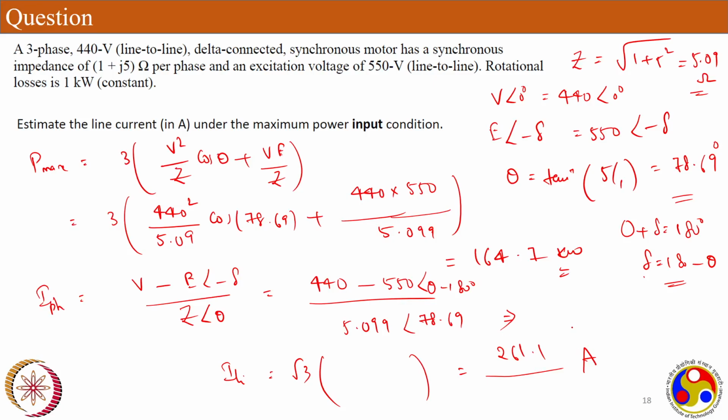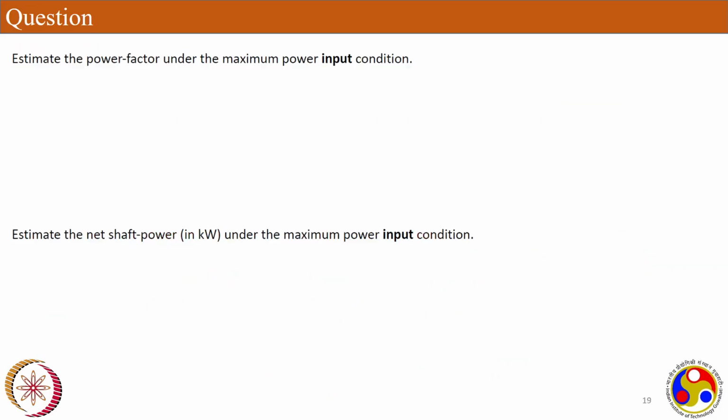This is the line current you would get for this first problem. See, the given condition was to estimate this line current in amperes under the maximum power input condition. Now, the maximum power input condition we have to figure out first, because at that condition only you will get some relation between delta and theta, which would be useful for solving this line current expression. Because in this line current expression there is a delta, which you have no information about. So the relation between theta and delta would be available from this maximum input power condition, right? So let's move to the second question.